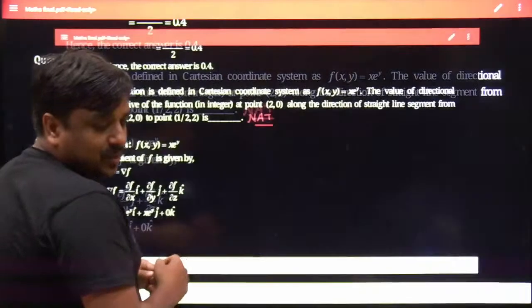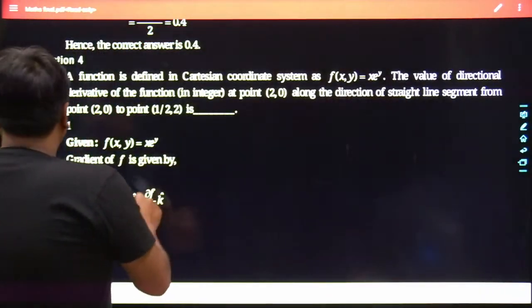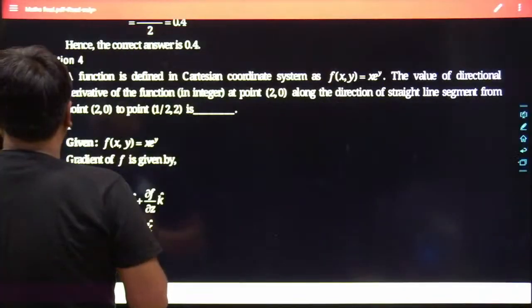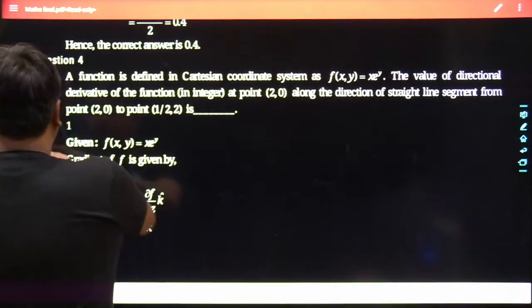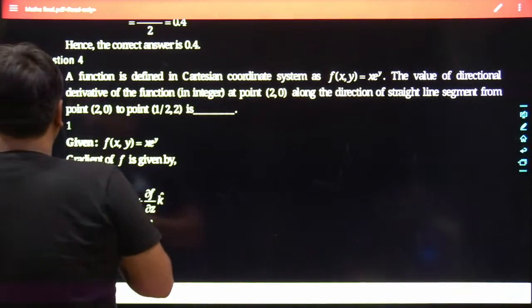The next question comes from page number 11. Just a minute.